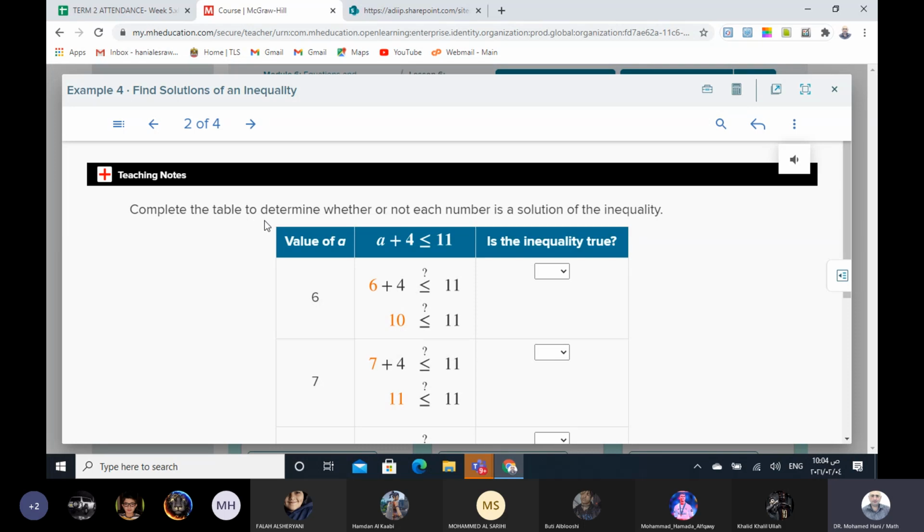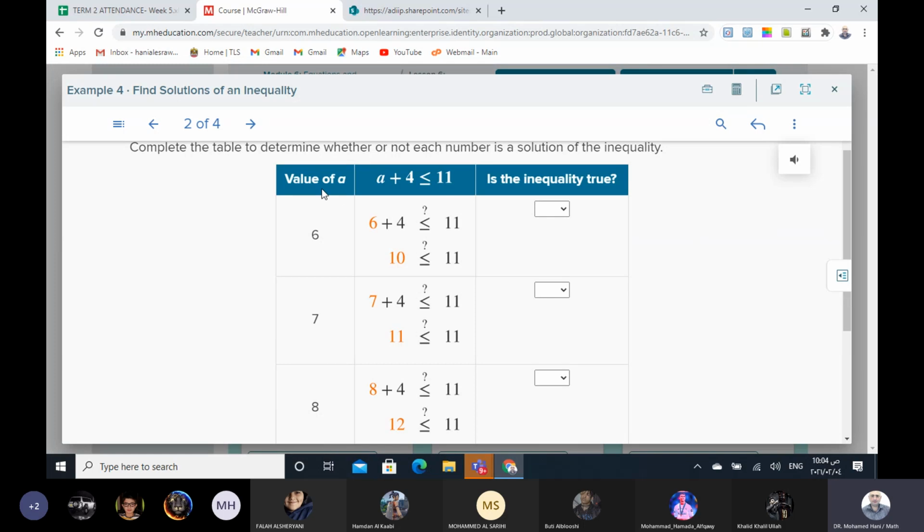Complete the table to determine whether or not each number is a solution of the inequality. We have here the value of the variable a, and here we have the inequality a plus 4 less than or equal to 11, and here, is the inequality true or not? Now we substitute. What's the meaning of substitution? Put the value of a equal to 6.